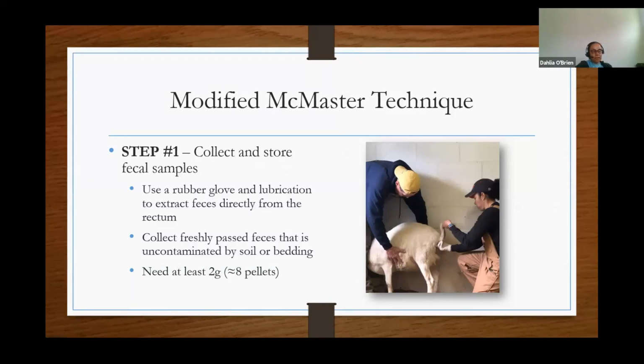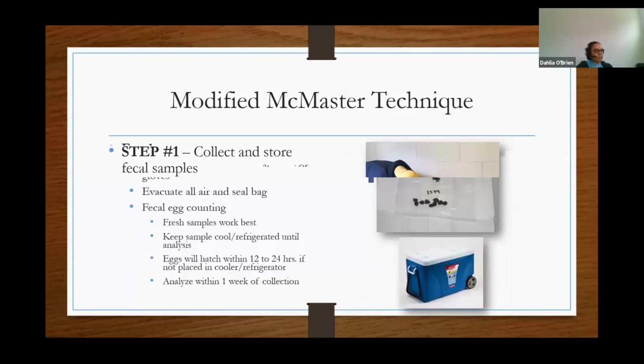As I stated before, you need at least 2 grams of feces, and that's approximately 8 pellets. Again, if it's a really moist sample, then you need less. If it's a dry sample, then you need more. And you can do anywhere from 2 to 4 grams. The more fecal sample you have, it does help with accuracy.